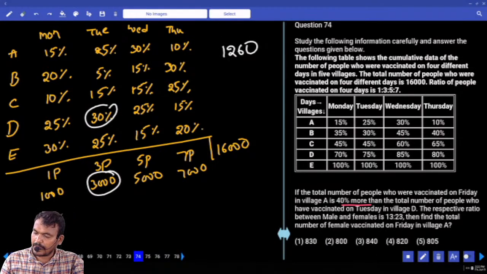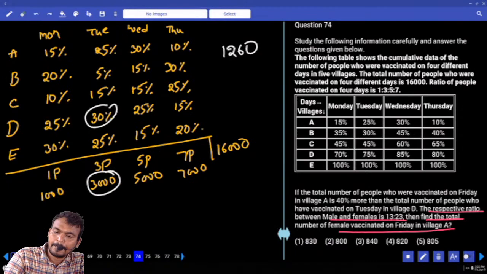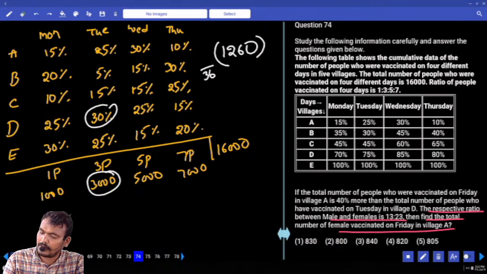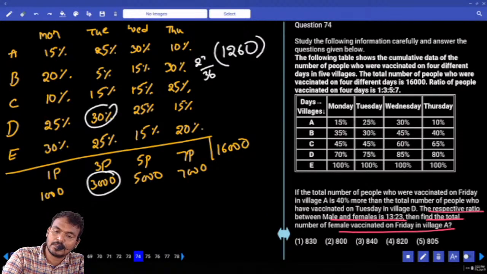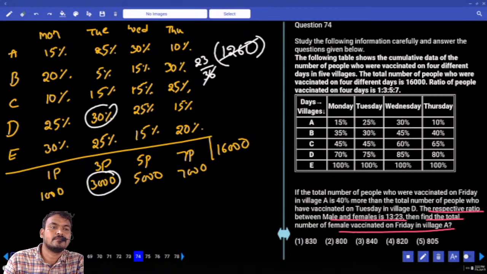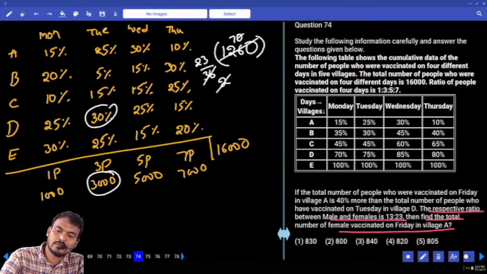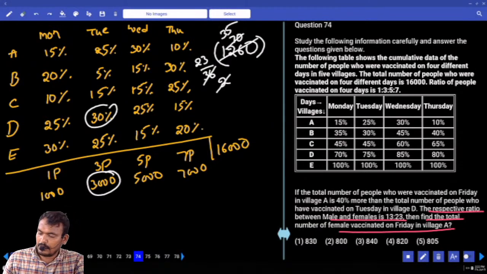1260. That is Friday, village A value. And one more. The respective ratio of males and females is how much? 13:23. Find the total number of females vaccinated on Friday in village A. Total how many parts? 36 parts. In that 36 parts, we require female or male? Female. How many parts do we require? 23 parts out of 36, almost. 18, 2 times, 18 times 70, 2 how many times? 35. 23 into 35. Ends with 5.